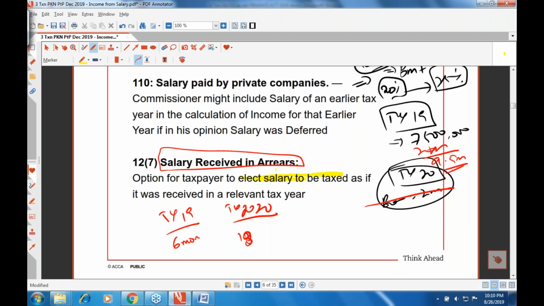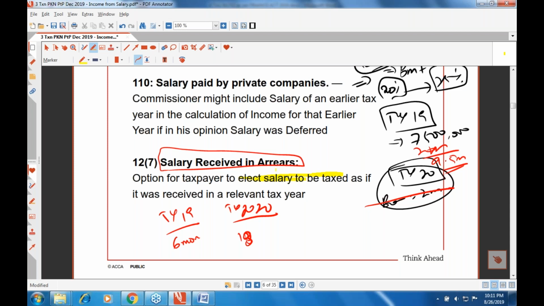It's because of my employer deferring it. It's not because of me. It's because my employer did not have the relevant cash flows to actually cover my cost, and he could not pay me salary in the previous tax year. So if he has paid me 18 months salary in the current tax year, why should I be at a disadvantage of making the extra payment in the next tax year?